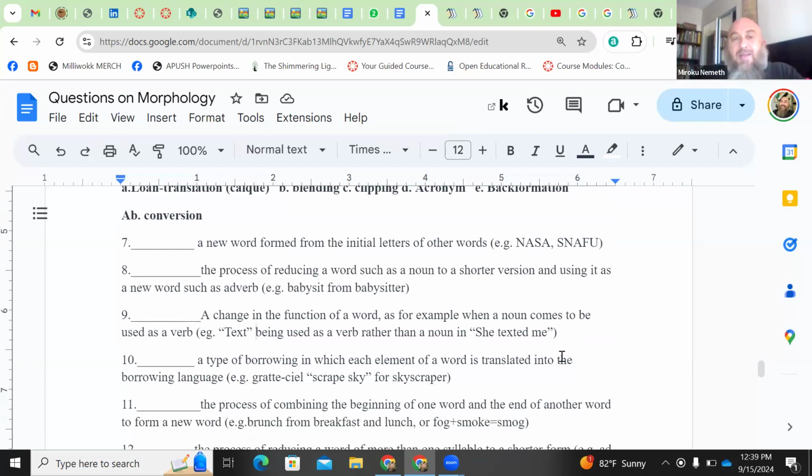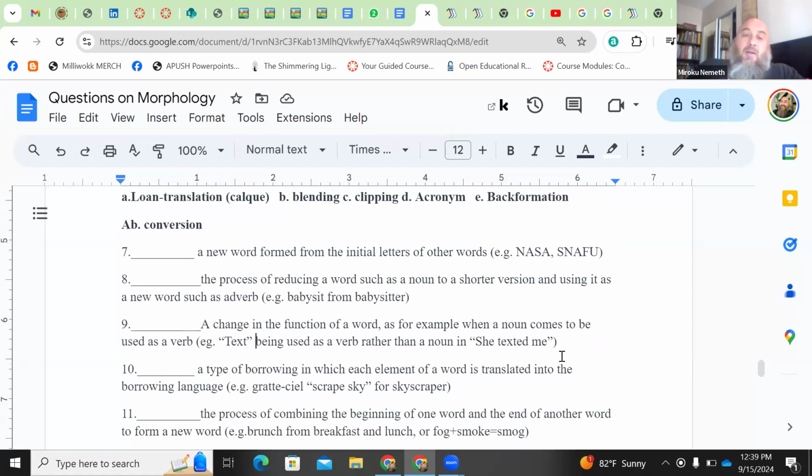Okay, a type of borrowing in which each element of a word is translated into the borrowing language. So in French, "scrape sky" is literally "scrape sky" instead of skyscraper. That's a loan translation or a calque. Big word, calque. Some people will go, oh yeah, it's a calque, and they try to be impressive.